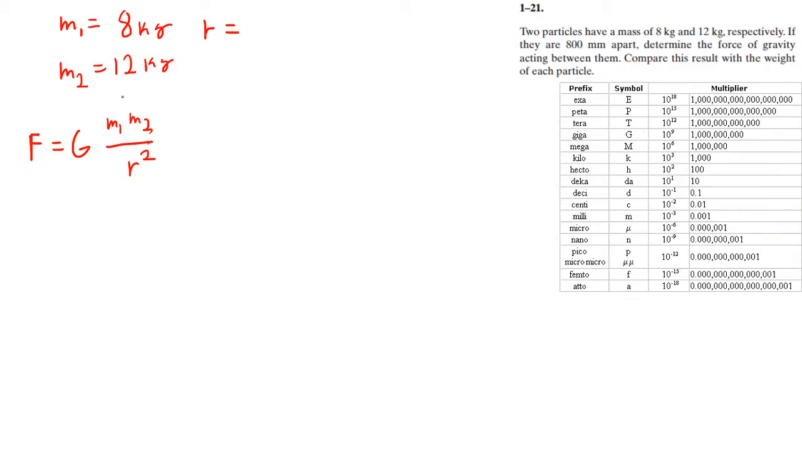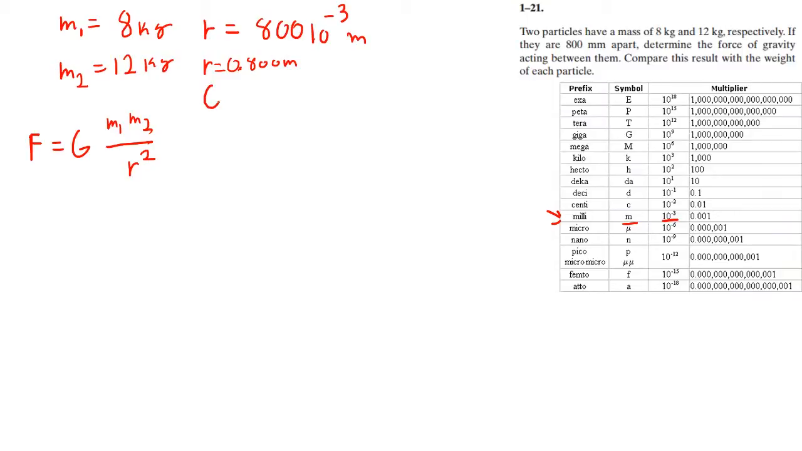So our R has to be in meters. We're going to take our 800, and instead of writing millimeters, we're going to write 10 to the negative third meters. We're going to take the symbol and just replace it with its multiplier. Multiplying by 10 to the negative third is the same as dividing by 1,000. Divide 800 by 1,000, and R is equal to 0.800 meters, 0.8.